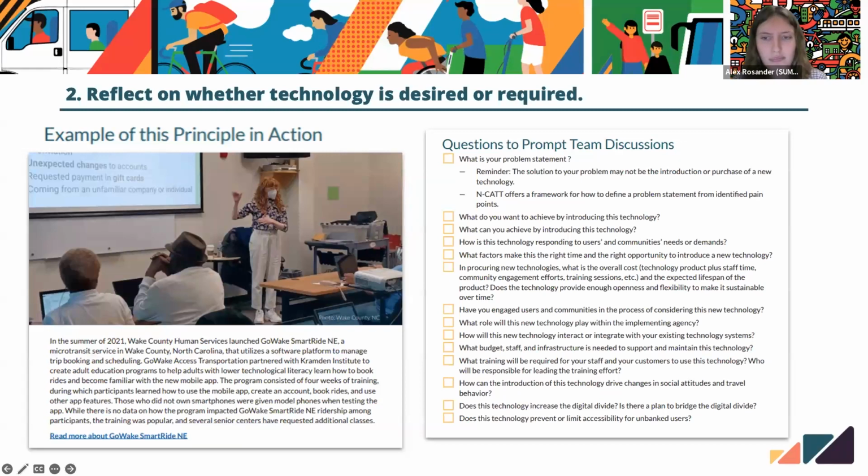And so they knew that a lot of their audience and a lot of people who'd be using this microtransit service tend to be older adults. So they partnered with the Camden Institute to actually create an adult education program to help adults with lower technological literacy learn how to book rides, and just become familiar with the new app. So the program consisted of 4 weeks of training, and participants learned how to use the app, create an account, add funds, and use other app features so that transition was a little bit smoother.